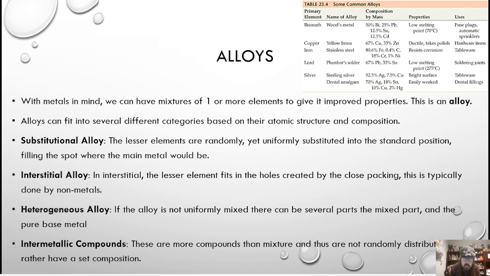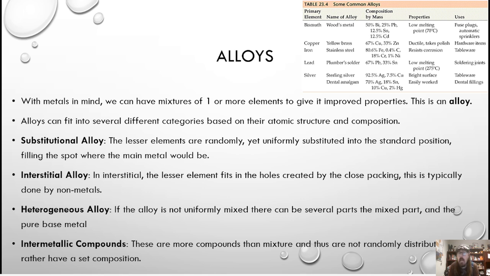And the final type is an intermetallic compound that is not randomly distributed, but actually has a set composition. So you would see an elemental structure and not like a percentage. It'd be like 3 coppers, 1 tin kind of thing. And it's like every 3 coppers there'd be a copper, tin, copper, copper, and so it's a set bonding.